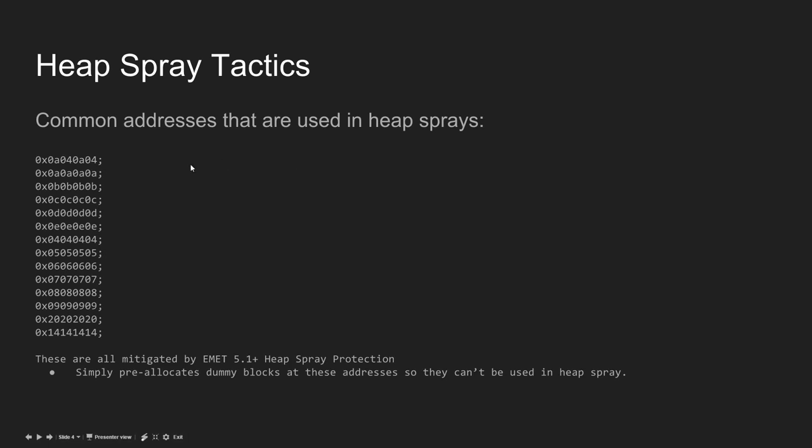Now for heap sprays, we've talked about common addresses that are used in heap sprays. I wanted to compile this larger list. As you'll see, if you look at it, there are some repeating addresses. Sometimes the last character may differ, sometimes not. These are ones that are specifically enumerated by EMET 5.1 in their heap spray protection mitigation, which, when it's enabled for a process, when the CTORs and initialization code run before it jumps to the main function, it's going to pre-allocate dummy blocks at all of these addresses so that they cannot be used reliably in a heap spray.